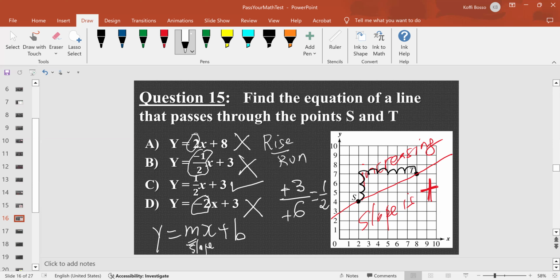Another way to check this is to find the coordinates of points S and T, plug in the coordinates, and check one by one to see which one works. Or you use the other method, which is to solve for the equation of a line: you plug in the slope and solve for b, which is the y-intercept. But you will see that in another video.